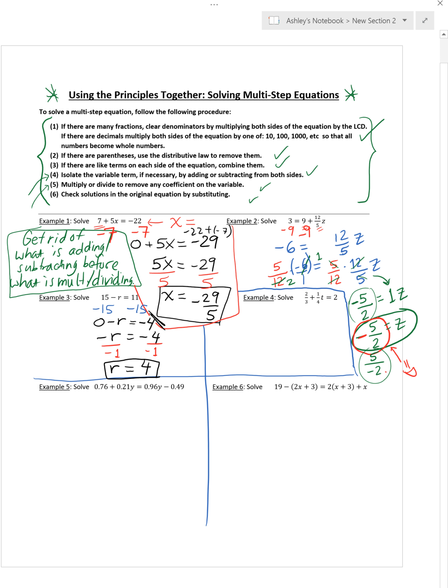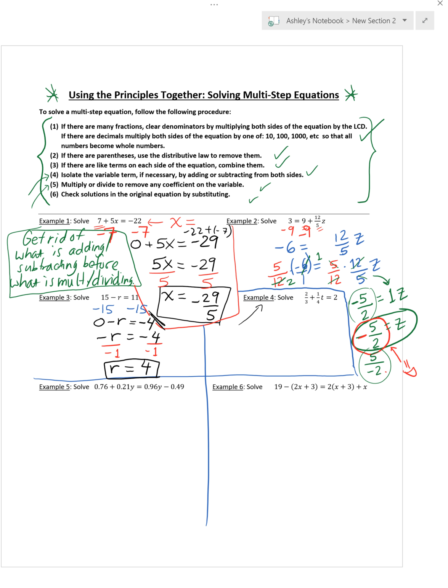This one, okay, this is probably one where I'm looking at it and I think, all right, example 4, I see 2/3 plus 1/4 t. I'm not really excited about that. I mean, one fraction's bad enough, like in example 2. But then I have 2 fractions. Hello. This is probably where I would go.